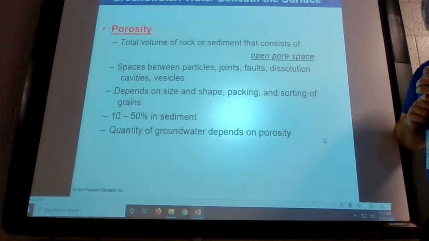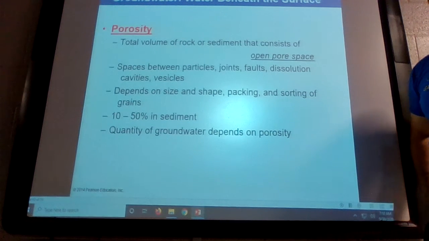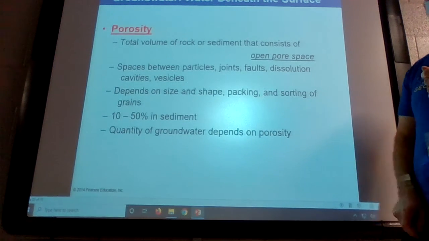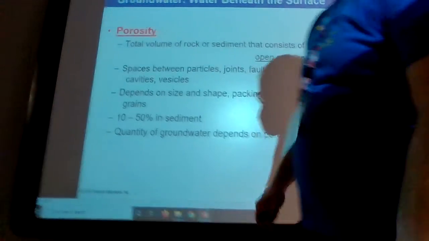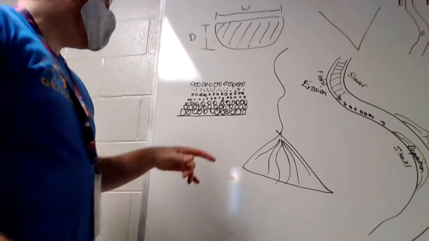Let's see. Porosity. We didn't really talk about this too much in sedimentary rocks, but this is actually a big part of economically viable sedimentary rocks.